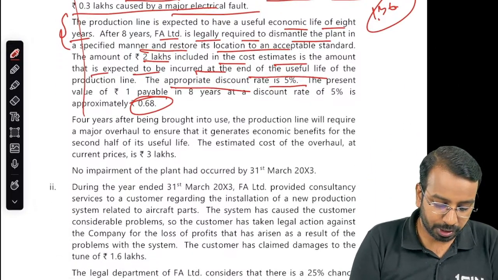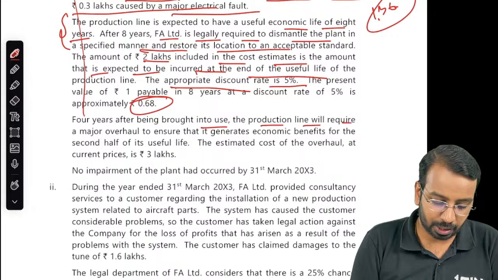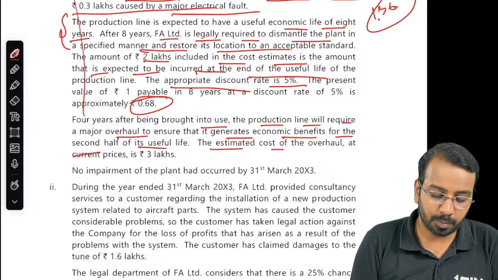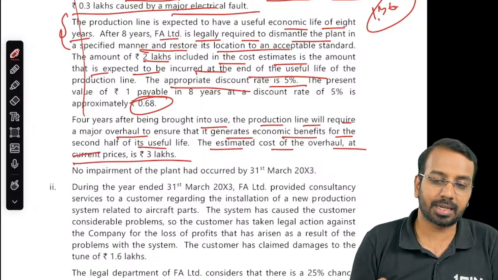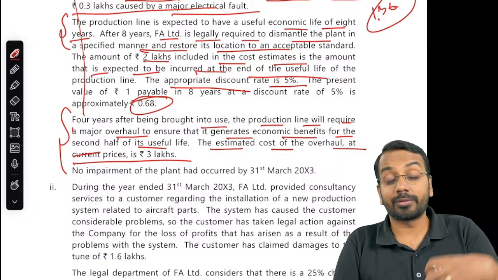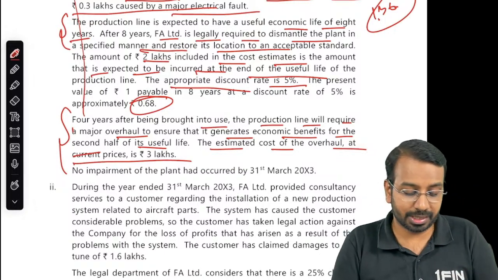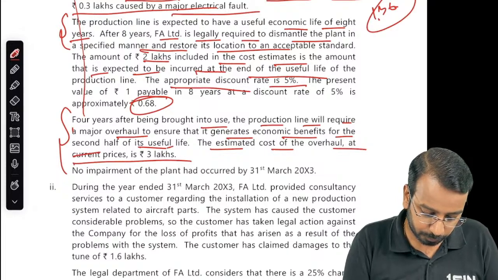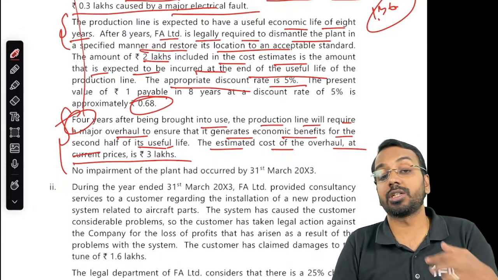Four years after being brought into use, production line will require a major overhaul to ensure that it generates economic benefit for the second half of its useful life. Estimated cost of the overhaul at the current prices is 3 lakh. Now this is given because you have to depreciate the major overhaul over its life of how much? They have given the life of 4 years. So within 4 years we have to depreciate.